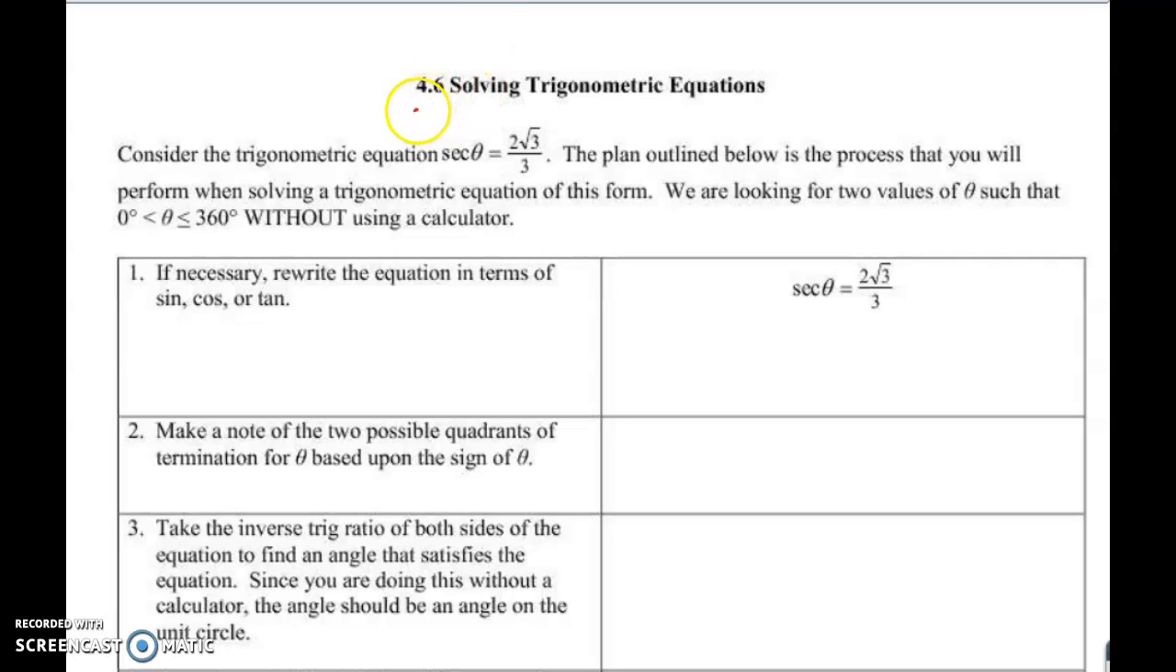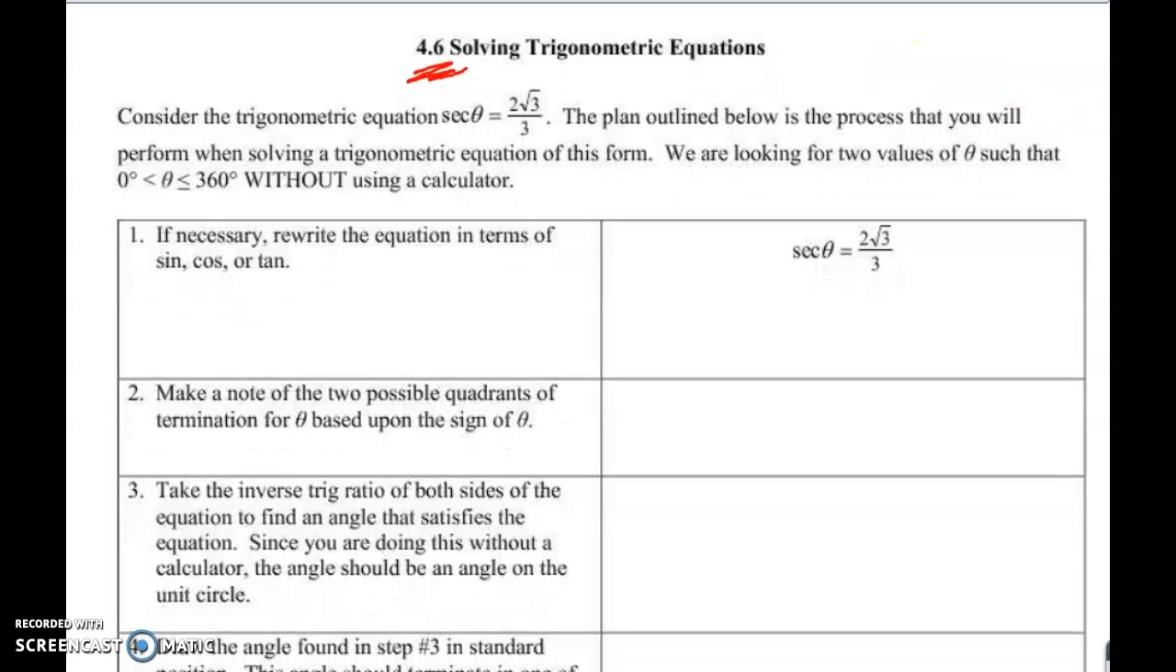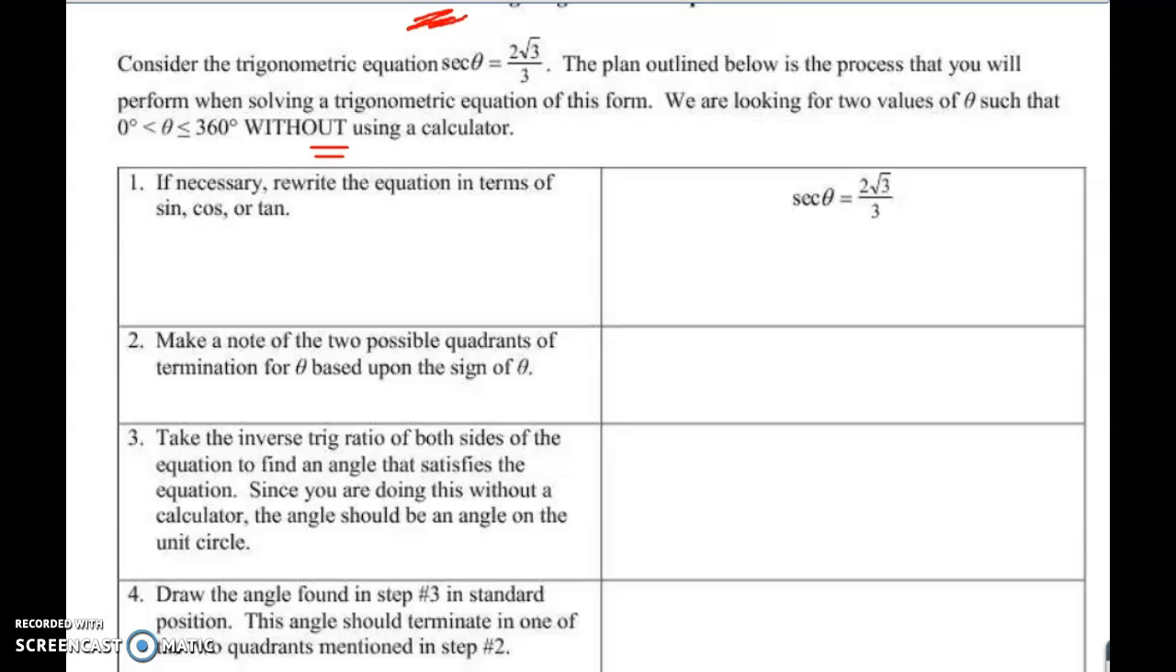Let's power through and finish up 4.6. What we're going to be able to do is utilize the unit circle without the use of a calculator and be able to get the exact values of problems. So what we'll end up doing is a step-by-step way of solving for theta.